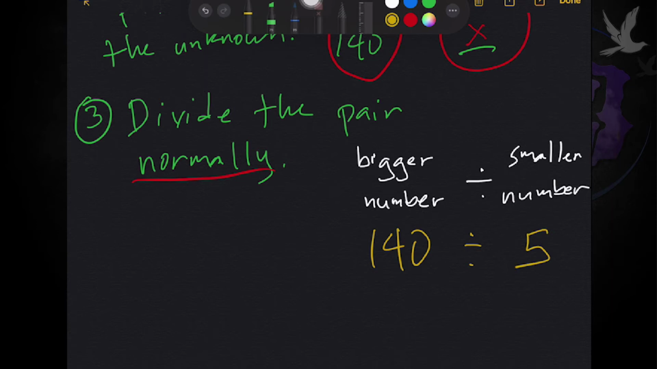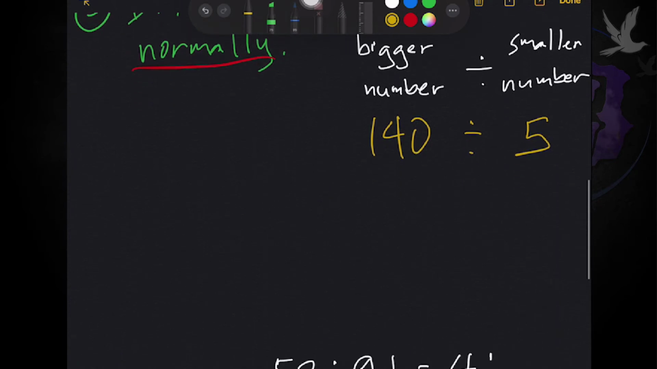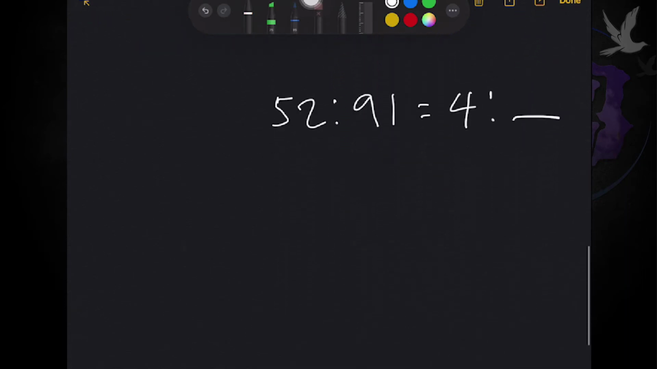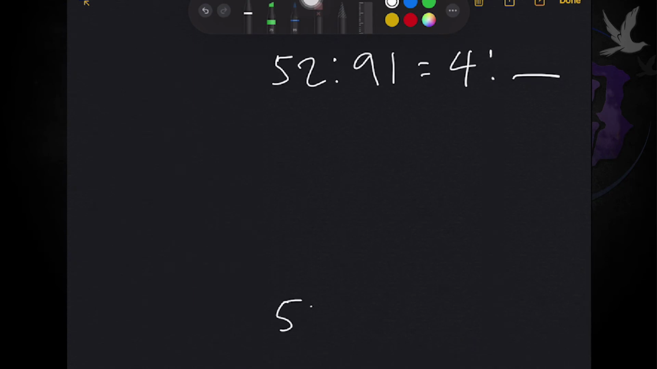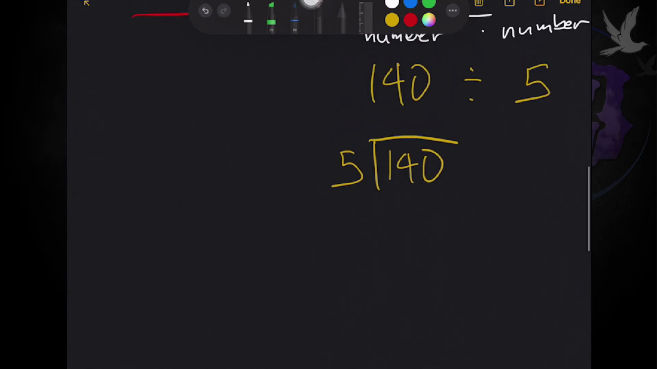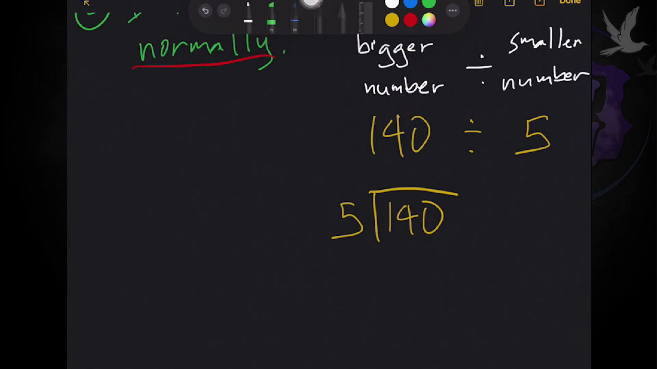Ganun lang. So, ang sabi kasi diyan, divide the pair normally. So, let's try to divide it now. We have 140 divided by 5. Andito na naman siya, susulatin ko na naman siya ulit dito, all the way down. Okay, dito na. 140 divided by 5. So, let's try to answer that.